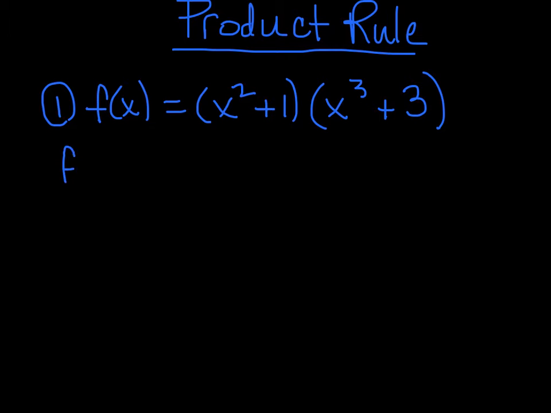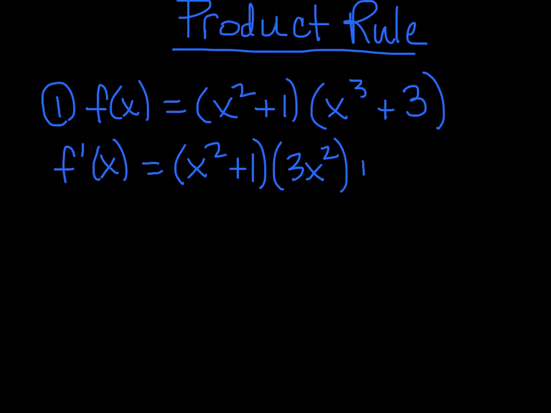So the product rule states that when we want to take the derivative of something where we have two products, we are going to take the first term, which is x squared plus 1, and we're going to multiply it by the derivative of the second term. And the derivative of the second term is 3x squared. Then we're going to add, and we're going to take the second term, write it down, and then take the derivative of the first term, which is 2x. And that's the product rule.